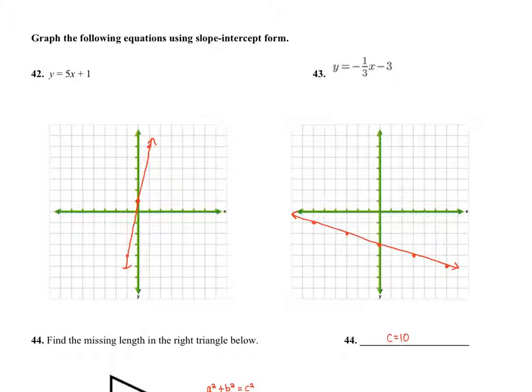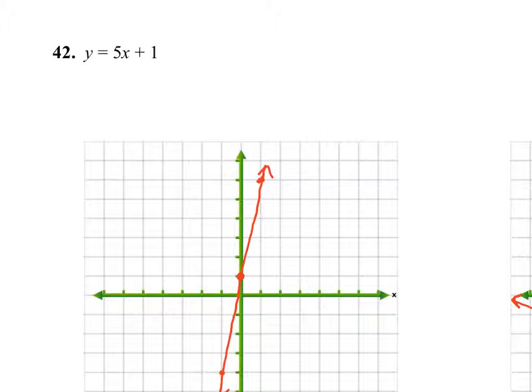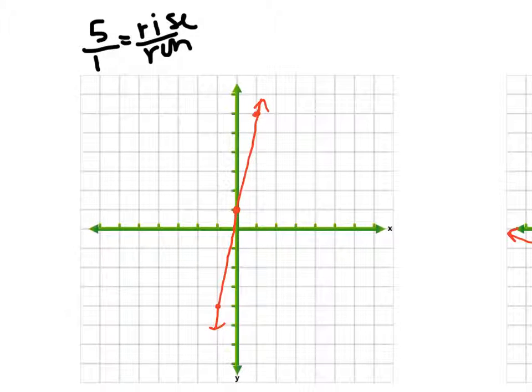So these top 2 examples are similar to what we just did on the previous page. You're going to start by graphing the y-intercept. On the first, number 42, the y-intercept is 1, so I start by going up 1. And then my slope is 5, which I can think of as 5 over 1, and I can match that up with rise over run. So I'm going to rise 5, which is my up and down: 1, 2, 3, 4, 5, run 1. And then I can go in the opposite direction: down 5, 1, 2, 3, 4, 5, as long as I go backwards 1. If you connect, you have a positively sloped line.